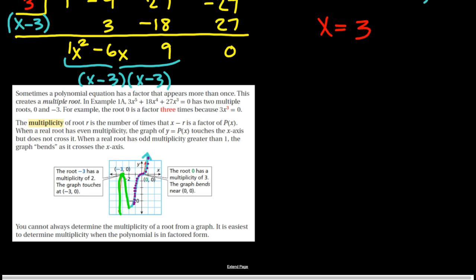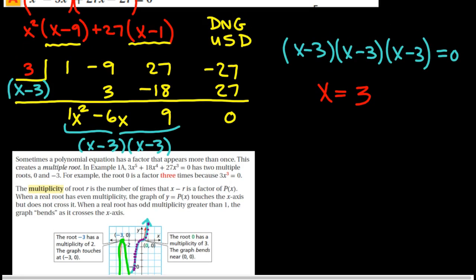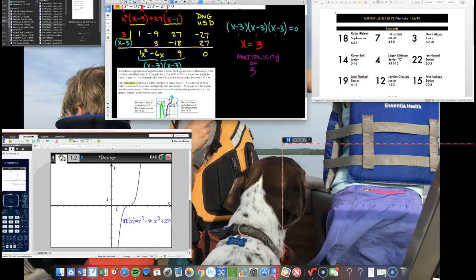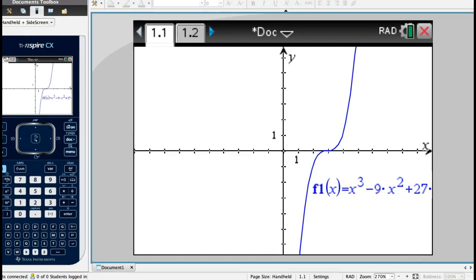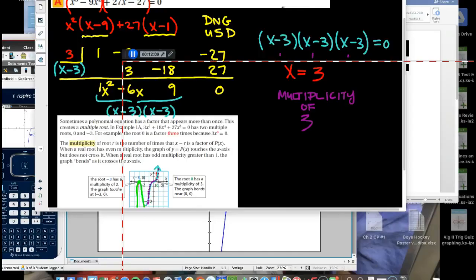Okay, so that's a little bit about multiplicities there. And if we go up to the problem that we just did, this would be 3 is the only root, but then we would say that that has a multiplicity of 3. Because it happens 1, 2, 3 times. Okay? So if I was graphing that and go back to the graph that I graphed on the TI Inspire, you'll see that that bends, right? It bends and goes through at that value 3. Okay?